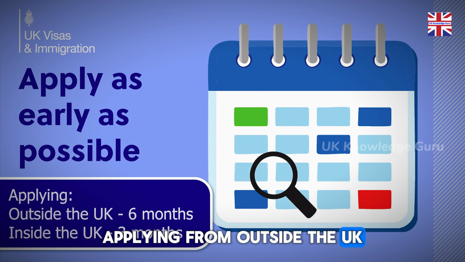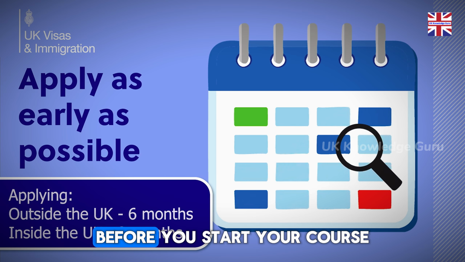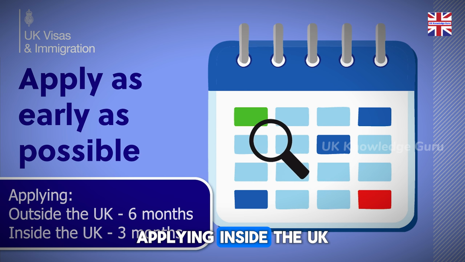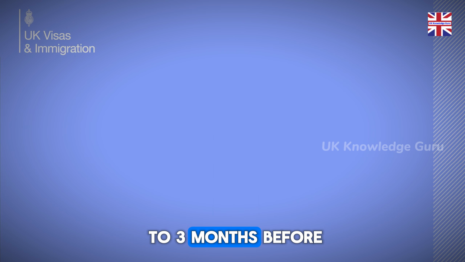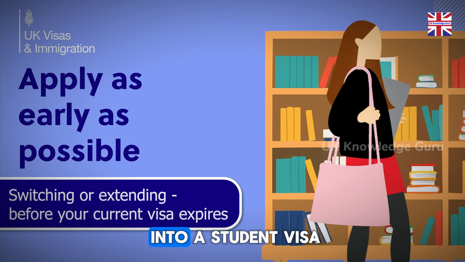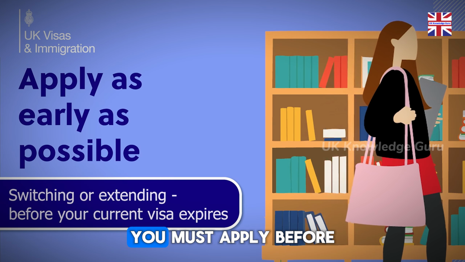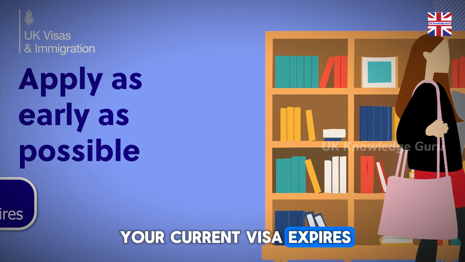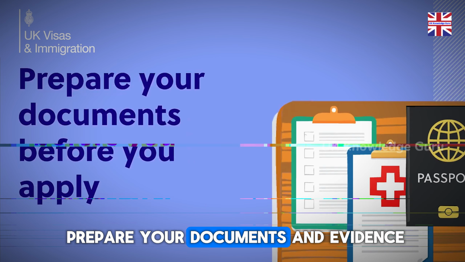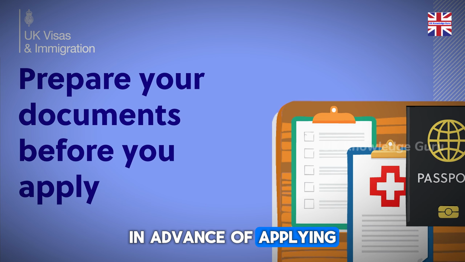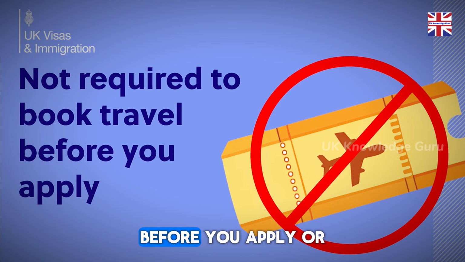Applying from outside the UK, you can apply up to 6 months before you start your course. Applying inside the UK, you can apply up to 3 months before your course. If you are switching into a student visa or extending, you must apply before your current visa expires. You can start to prepare your documents and evidence in advance of applying. You are not required to book any travel before you apply or before a decision has been made on your application.